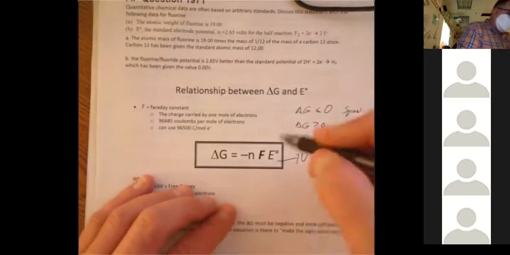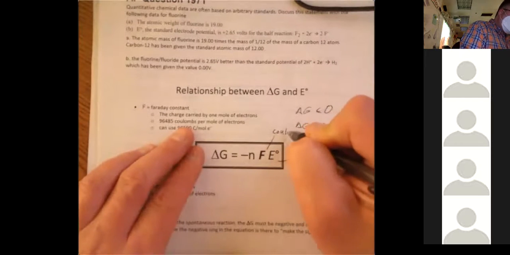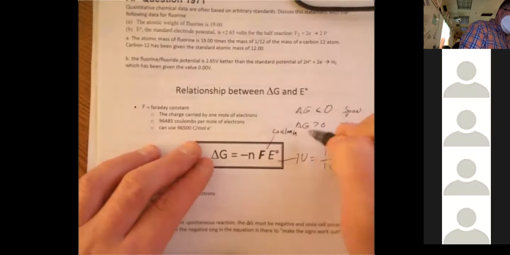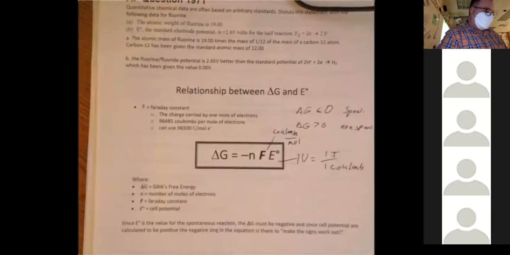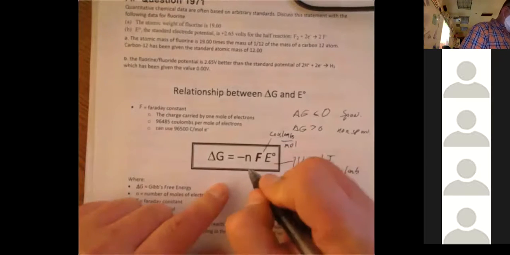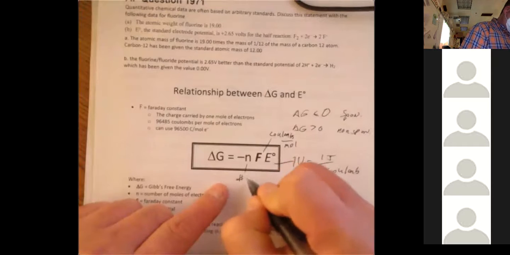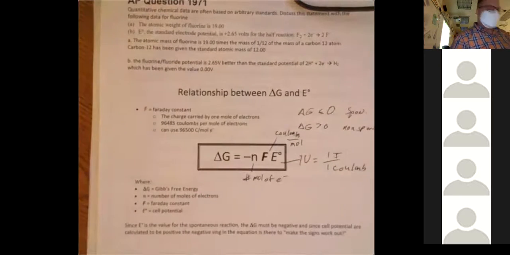And since this is in coulombs per mole, what we'll end up getting here is our delta G in joules per mole, which works out. Delta G is also given in kilojoules per mole sometimes, but joules per mole is accepted as well. This is equal to the number of moles of electrons. Oh, and all of that is right there.